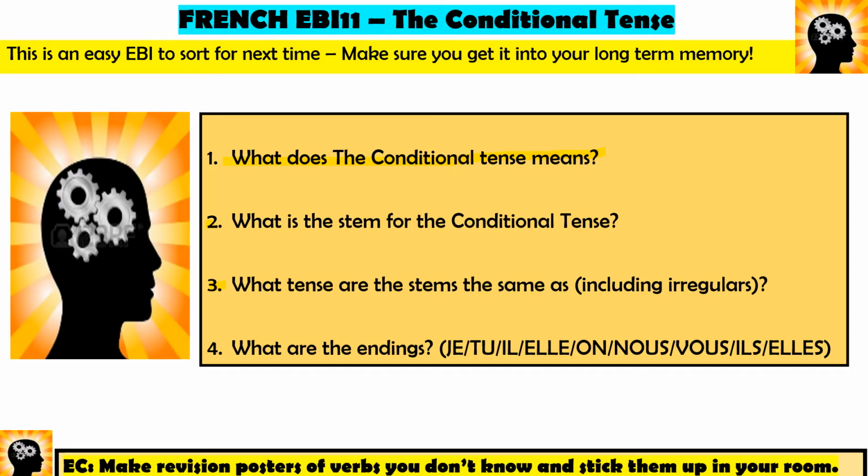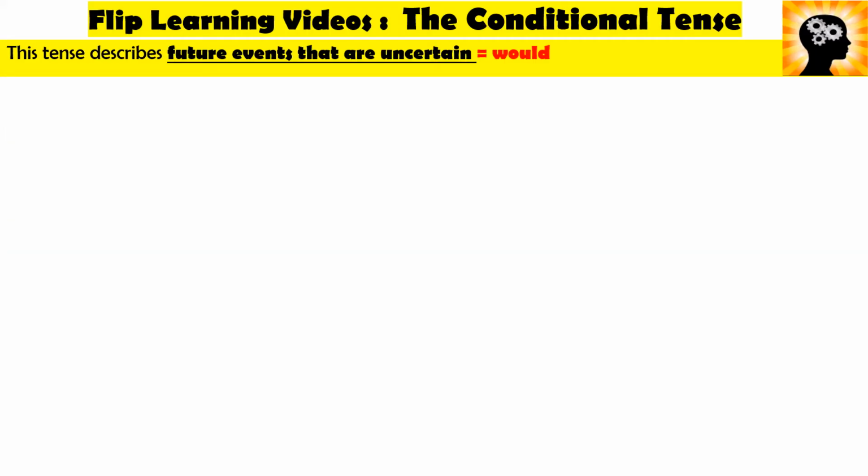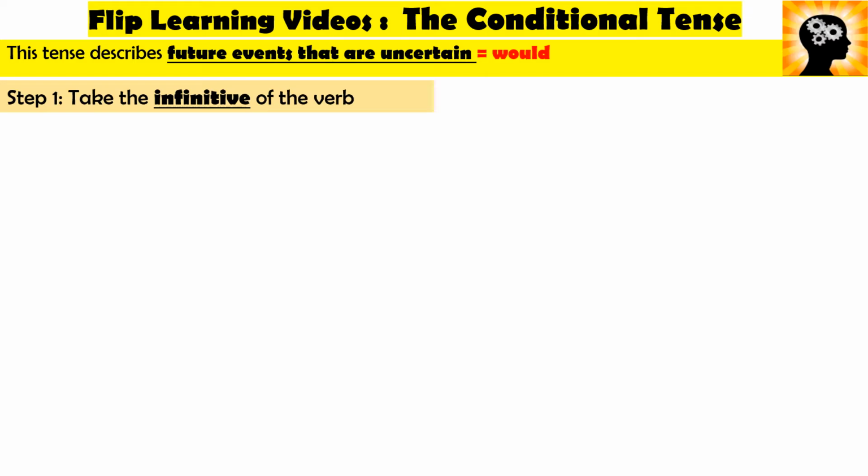So let's talk about the stem for the conditional tense. What is a stem? Do you know this? The stem is the bit of the verb you take. So, this is nice: in the future and in the conditional, the stem of the verb is the infinitive. What's an infinitive? It's the full form of the verb and it ends in -er, -ir, -re. Do not cut off the -er, -ir, -re. You need them. You take the full form of the verb.